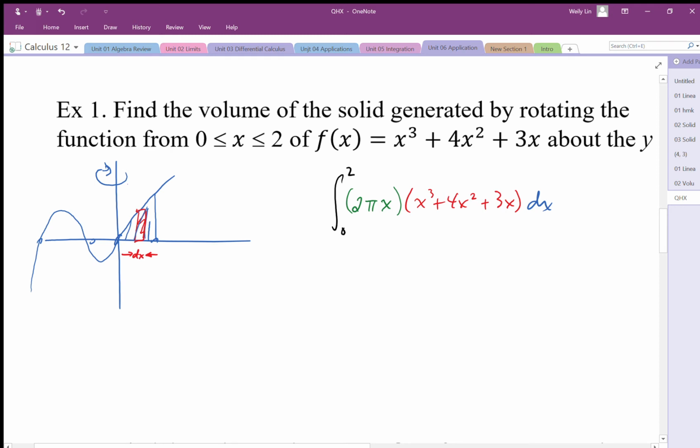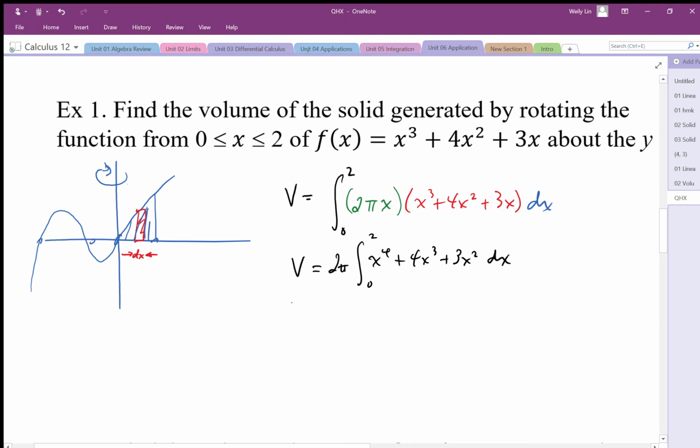Notice that all our variable terms are in terms of x. We're using a thickness of dx, so that's important. It has to be consistent that way. And so now we can integrate this. I'm just going to pull that 2 pi on the outside first, and then multiply through with the x. So we get x^4 + 4x^3 + 3x^2, and that's from 0 to 2.